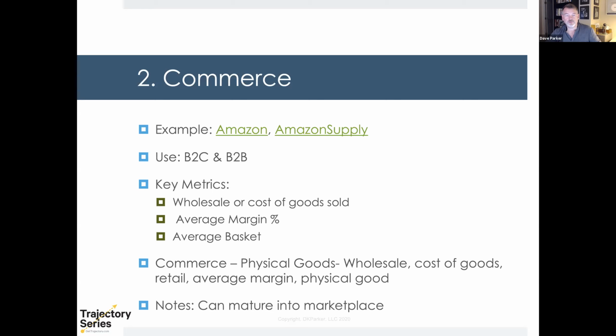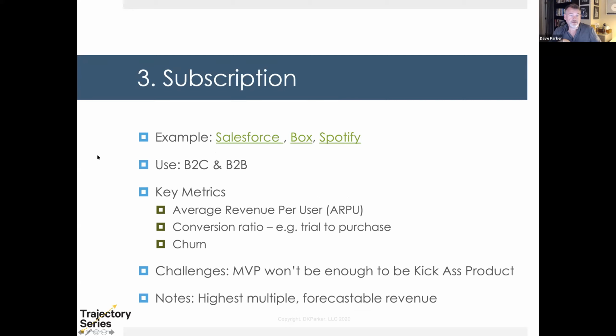Commerce isn't marketplace. We'll get to marketplace in a coming one. So commerce is just straight markup on cost of goods sold. It's a transaction fee. It happens once, and the question then will be things like frequency and recency. How often can I get my customer to come back and buy from me again? So know that that's part of the long term as I look at the marketing metrics. So that's commerce. All right, subscription is next.